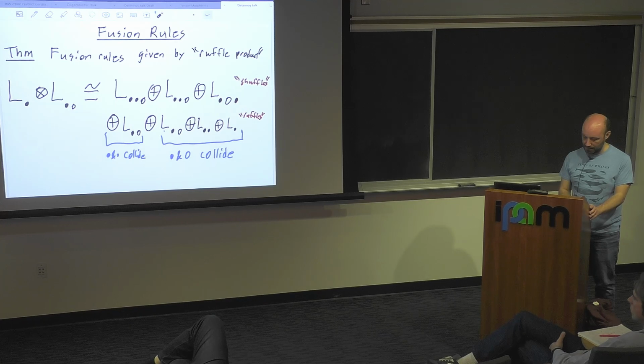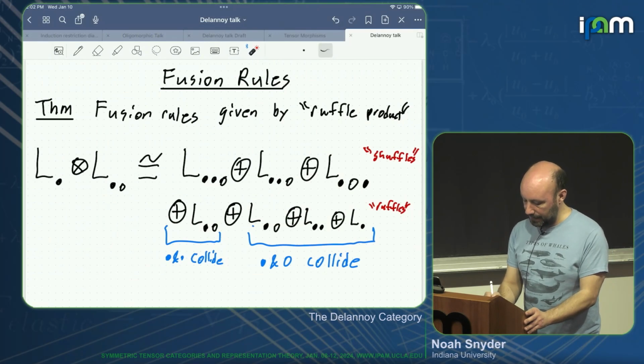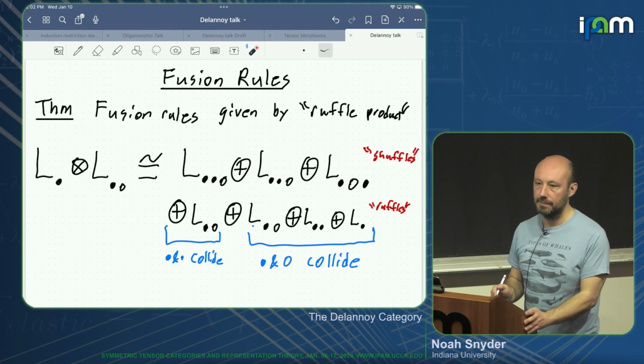Yeah? This looks right. Okay. And then, if two things of the same color collide, they just become one thing. And if two things of opposite colors collide, they can become either of them or disappear. I think I got that right.